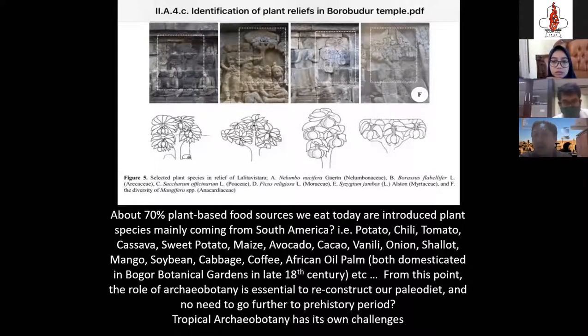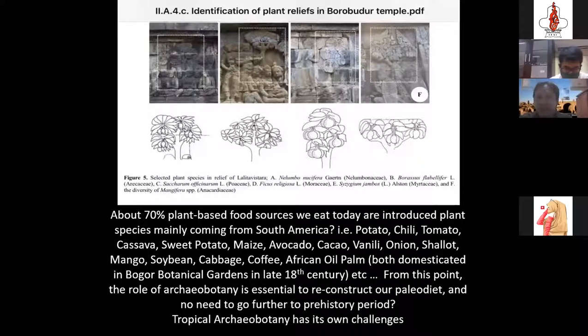Coffee, we drink coffee every day. I drink coffee 5 cups a day. But coffee is native to Africa. Also oil palm, which is very good for the Indonesian economy at this moment. And coffee and oil palm were domesticated in Bogor Botanic Garden in the late 18th century.